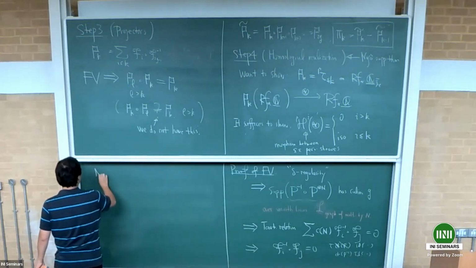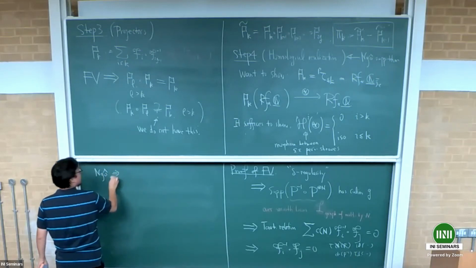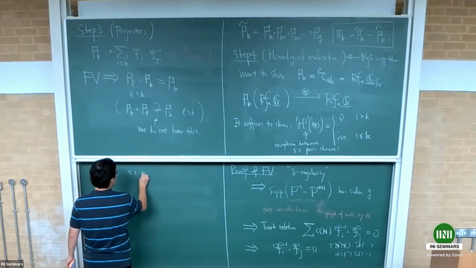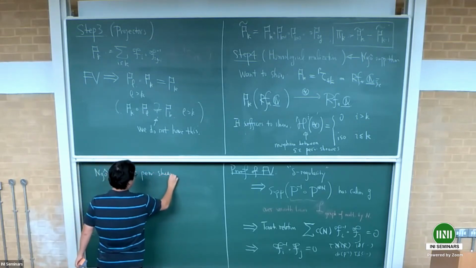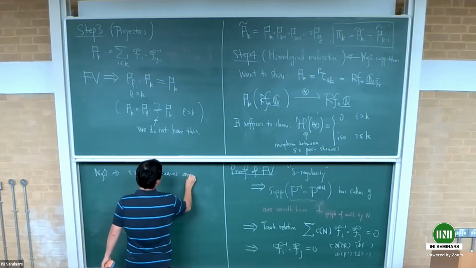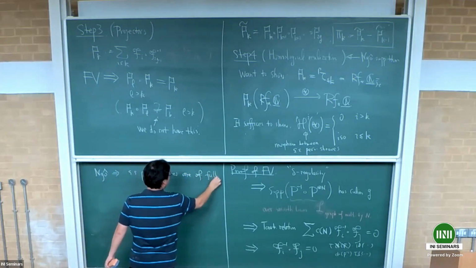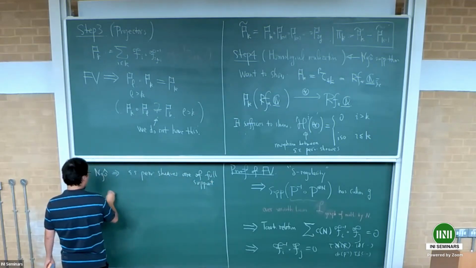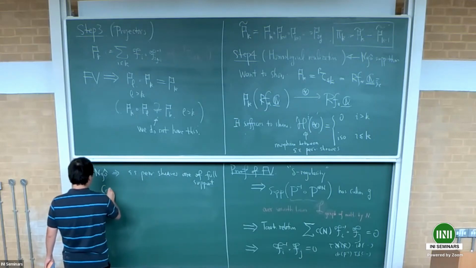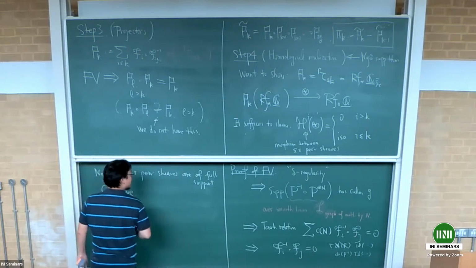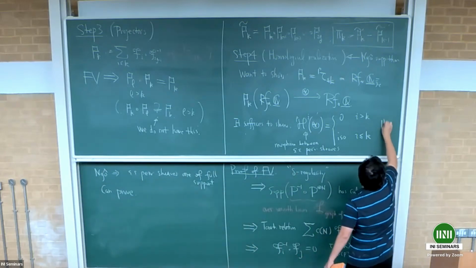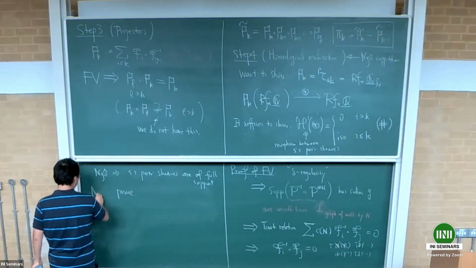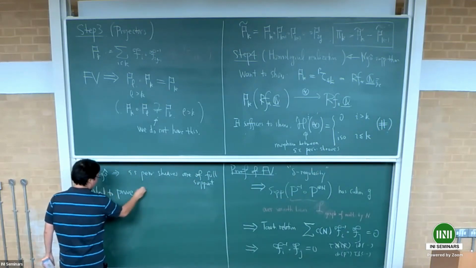So then, since Ngo tells us that these semi-simple perverse sheaves we consider are of full support, it suffices to prove this statement. We only need to prove this.